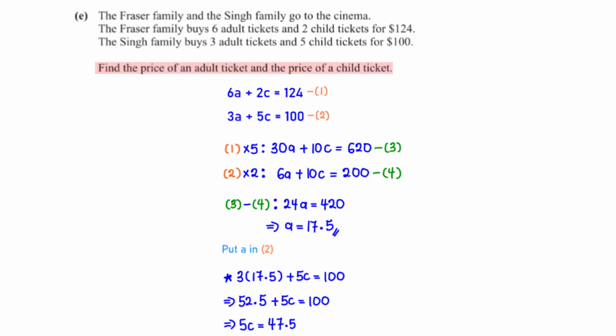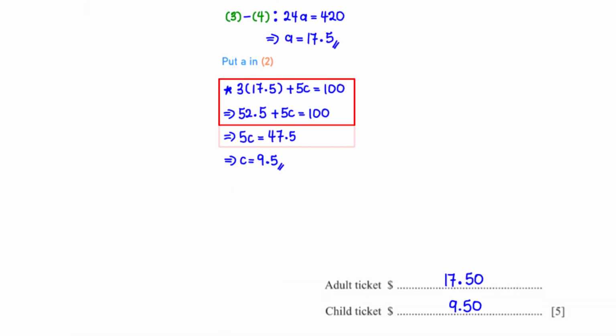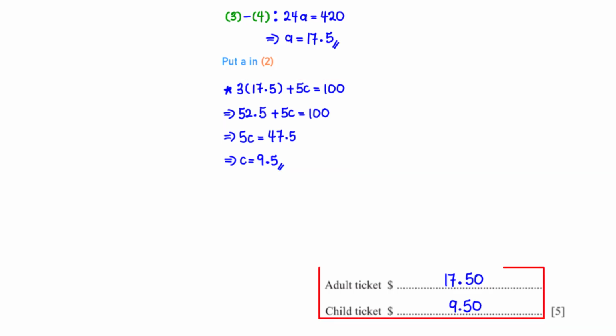Now we can plug in the value of A into any of the equations to find the value of C. If we pick equation 2, we have 3 times 17.5 plus 5C equals 100. 3 times 17.5 is 52.5. When we subtract 52.5 from both sides, this is what we have. When we divide both sides by 5, we get C equals 9.5.